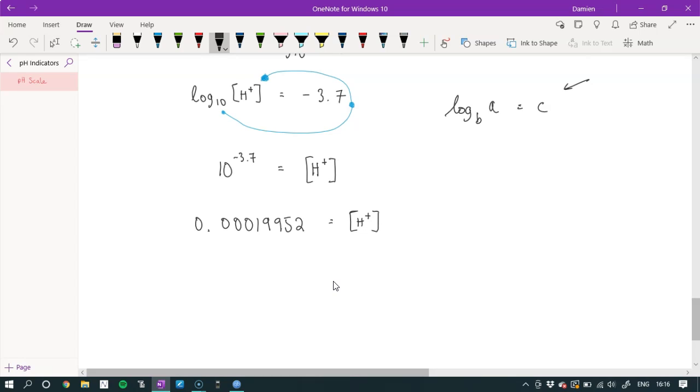So in scientific notation, which is probably what you should be doing, you need to leave it at 1 point, in this example, 9952. The reason why is that in scientific notation, your number has always got to be between 1 and 10. So we're dealing with the number 1.99, and that's going to be 10 to the power of, so we've got to move the decimal point 1, 2, 3, 4 places, so it's 10 to the minus 4, and that's our hydrogen ion concentration, and that's what the question is asking us.